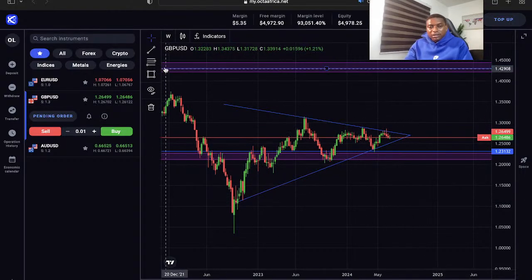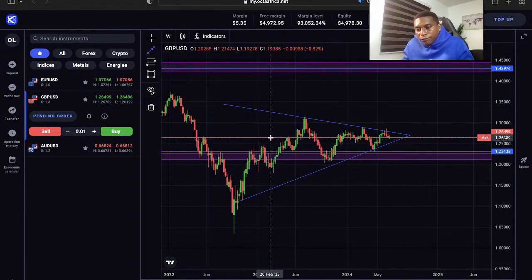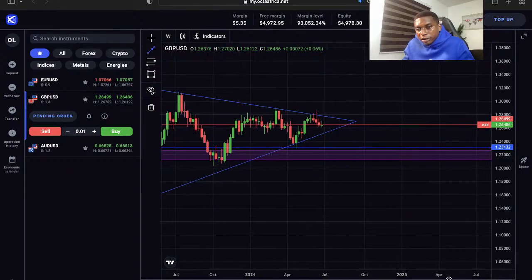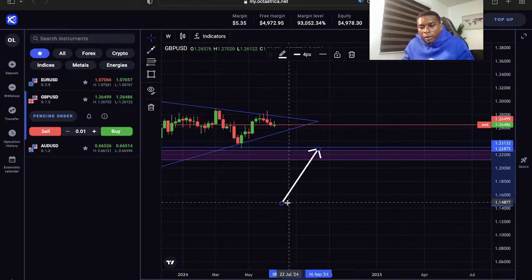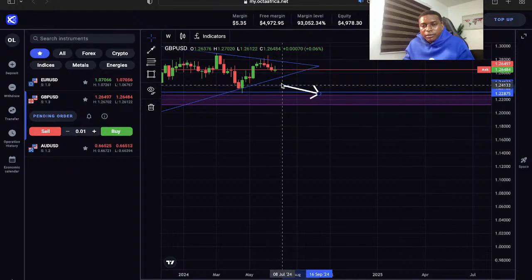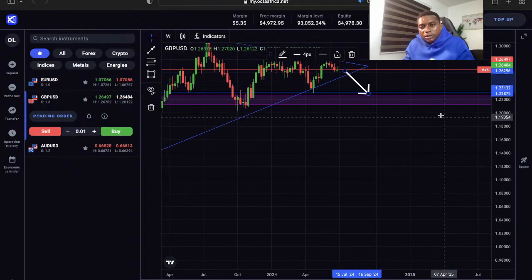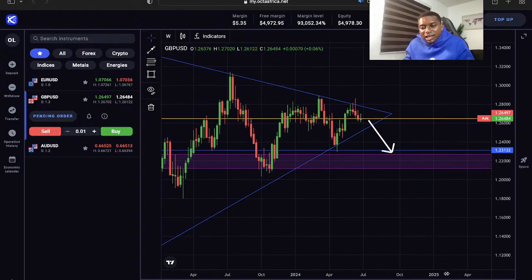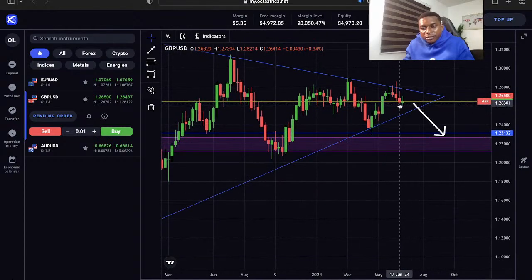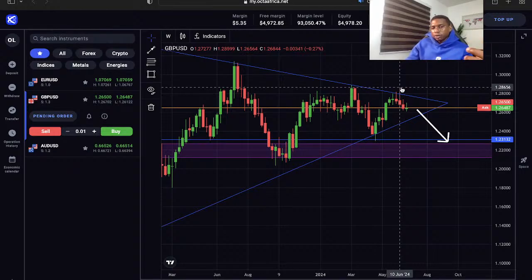But one interesting thing is this: from the look of the triangle, and observing the last three candles, it's clear that there would be a further decrease in price from here, because when you look at the last three candles, the last three candles are giving that bearish momentum.